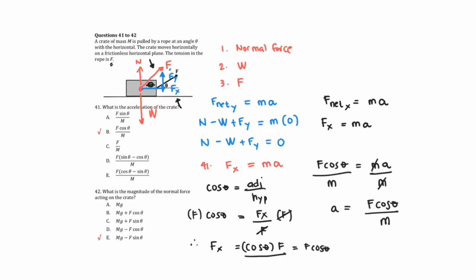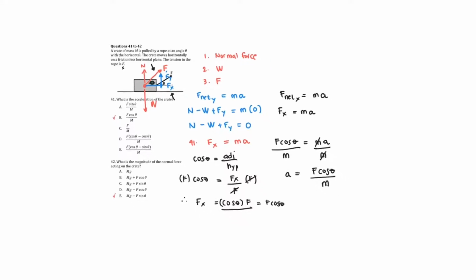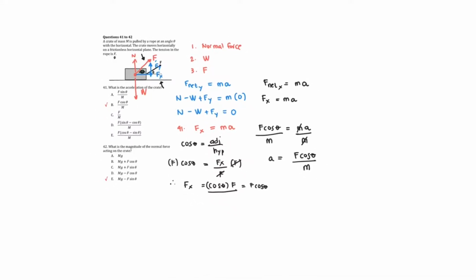And now let us proceed to question number 42. What is the magnitude of the normal force acting on the crate? So to solve that, we have to go back to the equation that we had earlier that has the normal force, and it is this equation that we are going to use in order for us to be able to solve this problem that we have in number 42. Okay, so let me minimize that. Rewriting the equation that we need for number 42.